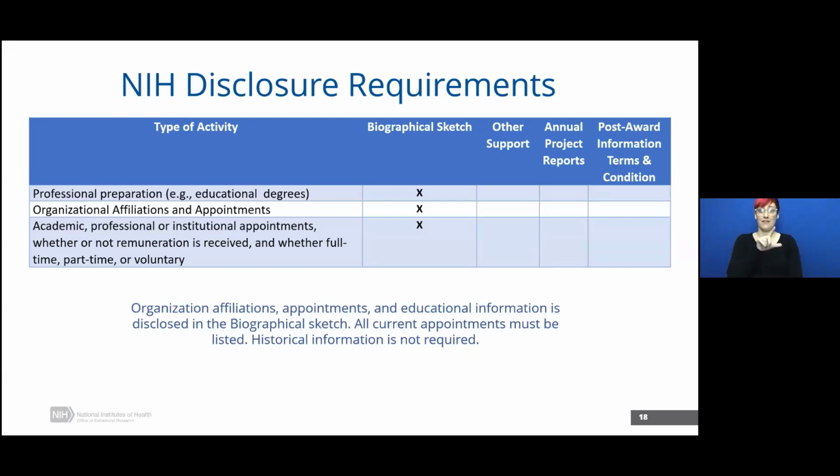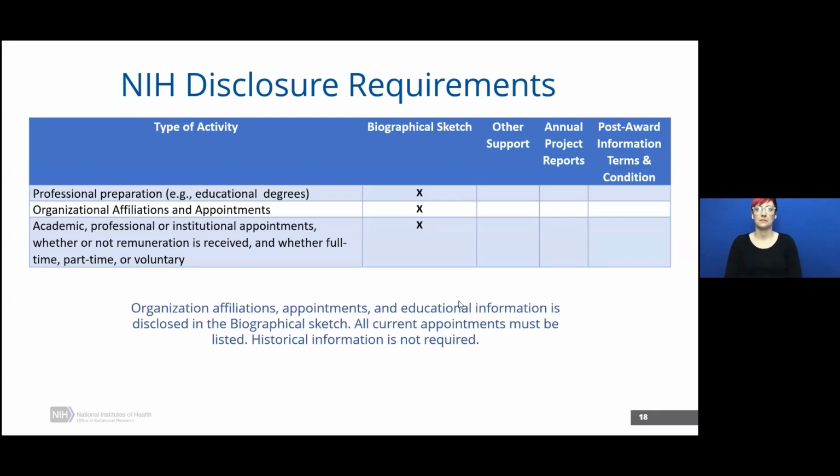And then what we say here is that we have 4 different columns, and we'll go through each one. The Biosketch and what's required for reporting. Other support, which for NIH is just in time. The annual RPPR is another collection point for disclosure. And then post-award information, terms and conditions is when you find out about it, disclose it as soon as you know about it, or at least within 30 days of the information being disclosed.